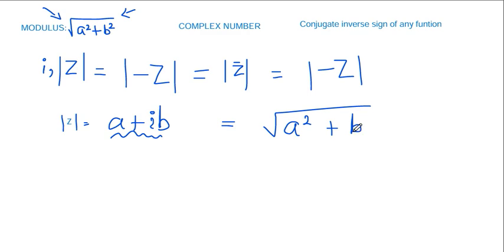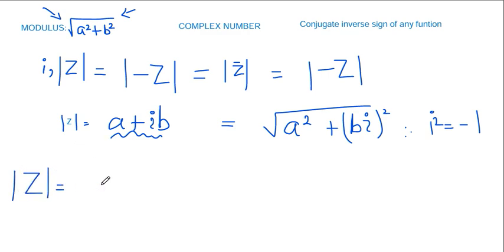b iota square, and as you know that b iota square, it stands out to be minus 1. Let me just give a reference here. Iota square is equal to minus 1, as you might already have studied this in your earlier classes, but here we are just focusing on complex numbers.